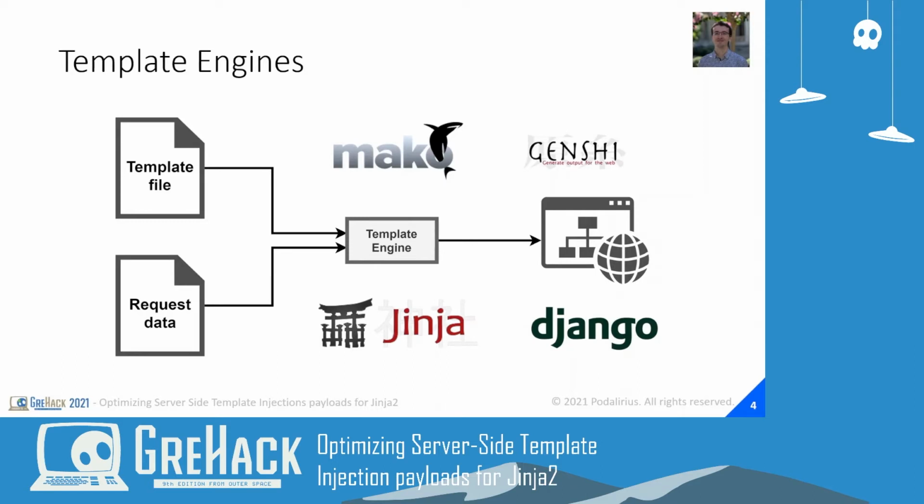So these four modules are the most common template engines on Python: Mako, Genshi, Django, and Jinja. And in this talk, we are going to focus on jinja2 and more specifically jinja2 internals and how we can exploit how it works to create new server-side template injection payloads for jinja2.